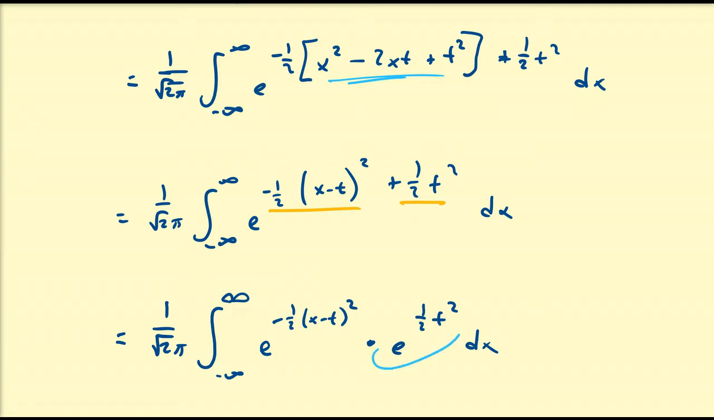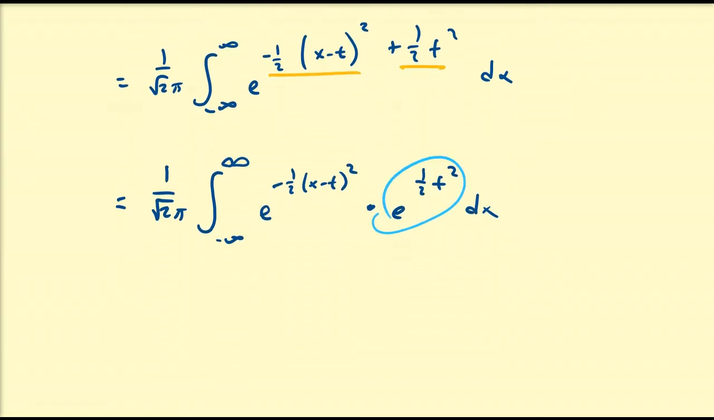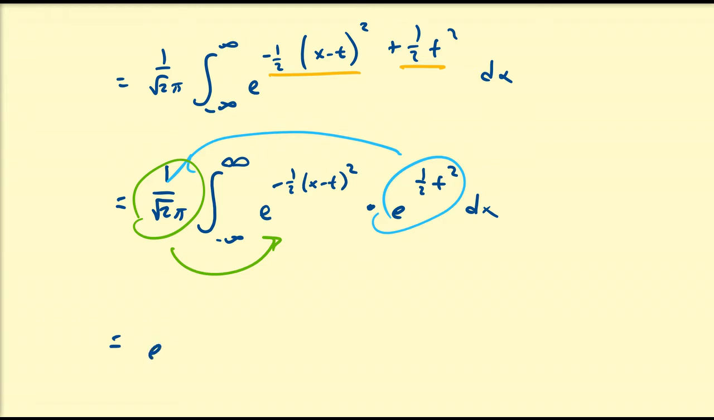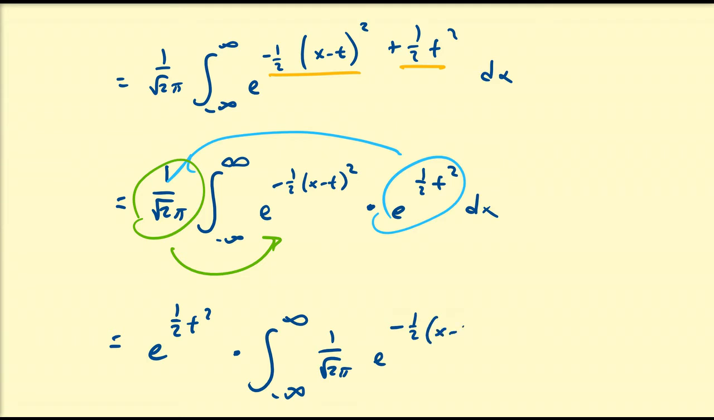Now with respect to x, this term is a constant for the integral, so I can factor it out. And I'm also going to move my constant back into the integral as well. That gives me e to the 1/2 t squared times the integral from minus infinity to infinity of 1 over the square root of 2 pi e to the minus 1/2 (x minus t) squared dx.